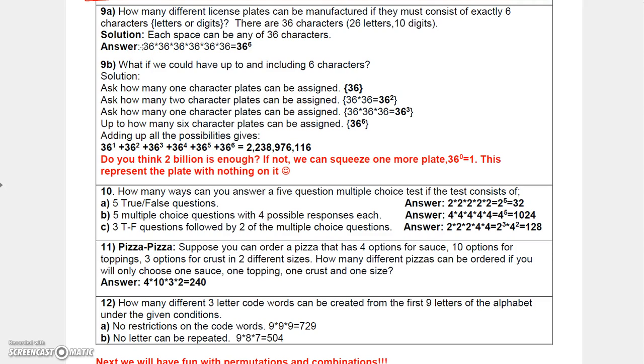So number 9, it says you can have license plates that are as follows. You have 26 letters and 10 digits. So how many license plates could you make? Well, that would be 36 to the 6th power. That's if you had to have exactly 6 characters. Now, if you wanted up to and including 6, then you would have to figure out all the ways you could have a one-character plate, 2-character plates, 3-character plates, all the way up to 6-character plates. So you would actually have to add all of these numbers together to answer the question.